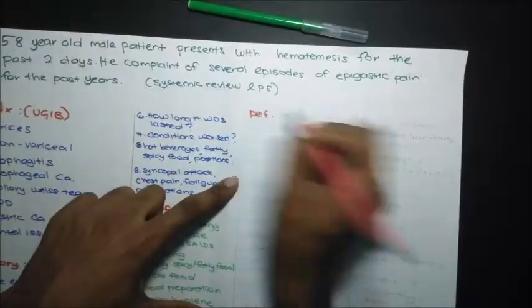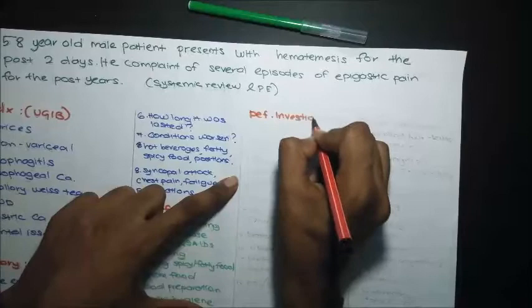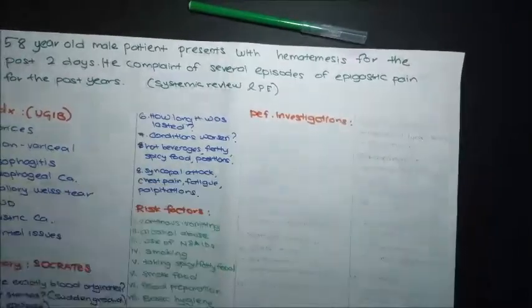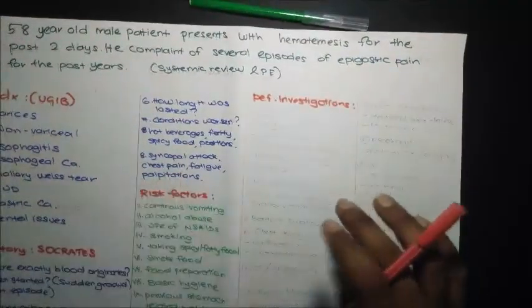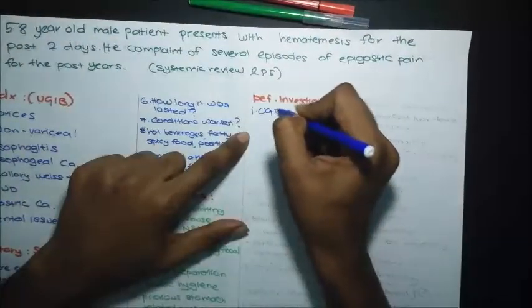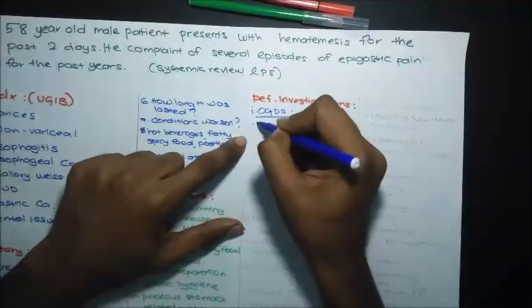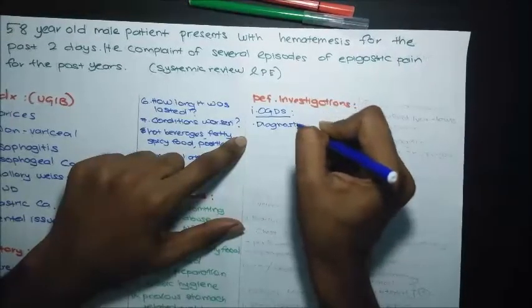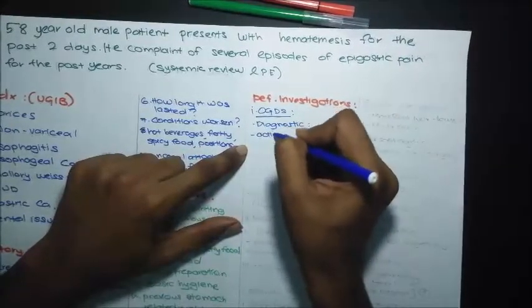Next is about the investigation. So for this case study, I'll just write down the definitive investigations we can do for this patient. The first one, a very important one, is the OGDS. This OGDS can help us for diagnostic and therapeutic purposes.